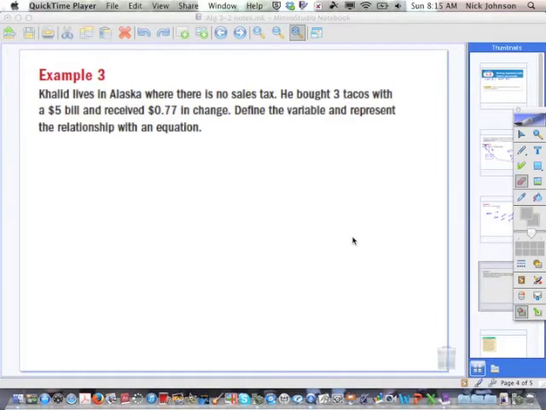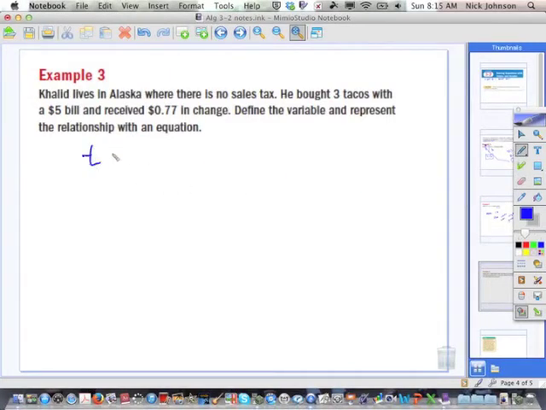Example 3 says, Khalid lives in Alaska where there is no sales tax. He bought 3 tacos with a $5 bill and received 77 cents in change. Define a variable and represent a relationship with the equation. So T is going to be price of tacos, because we don't know actually how much a taco costs. And it should just be price of taco, because it's going to be 1 taco.